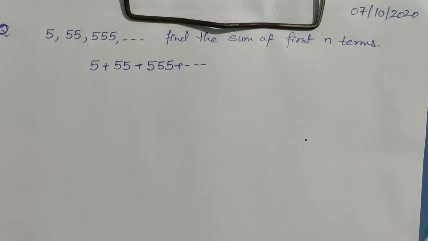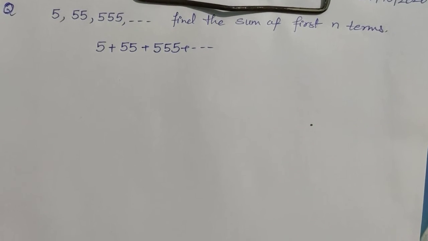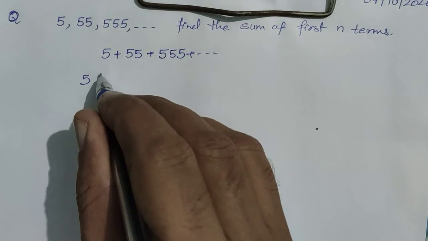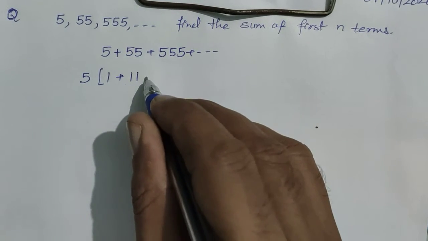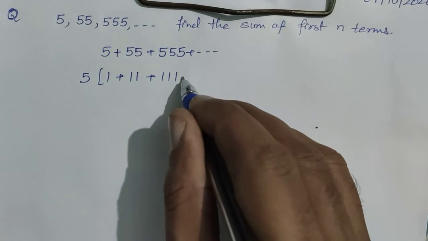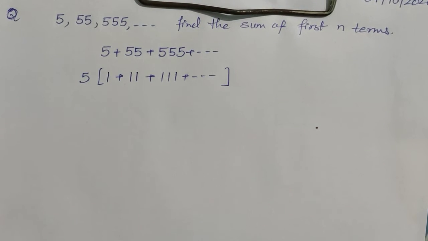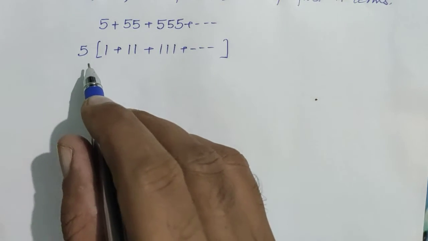It's not looking like AP or GP. So first of all we are trying to convert it into some form. So I'm taking 5 common. It will become 1 plus 11 plus 111 and so on. Till now we are not able to say whether it is arithmetic progression or geometric progression. So further we are going to make one more thing.